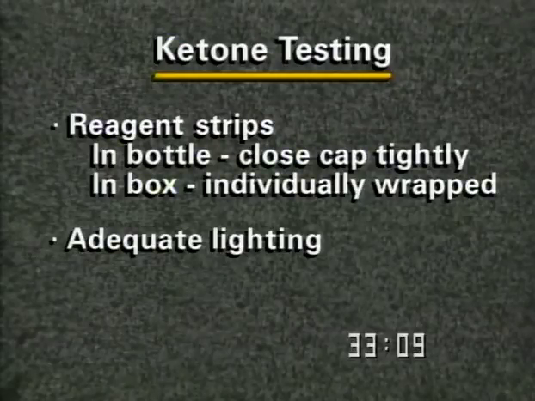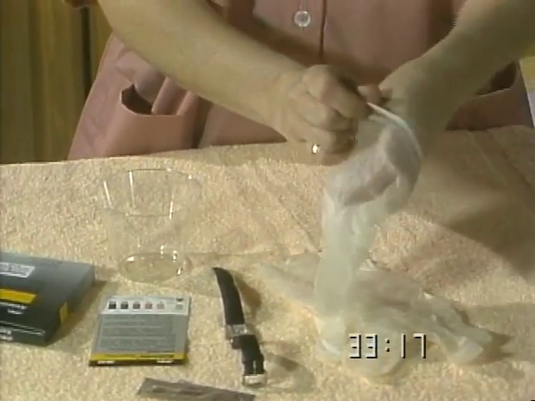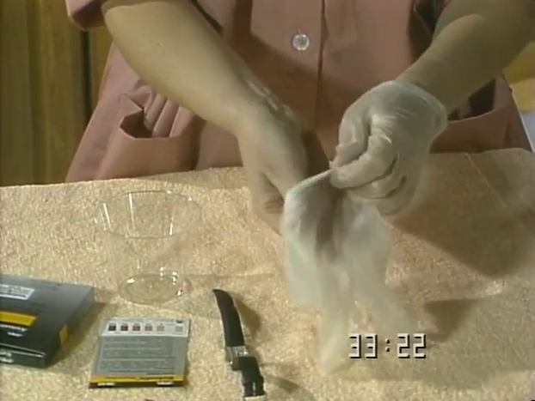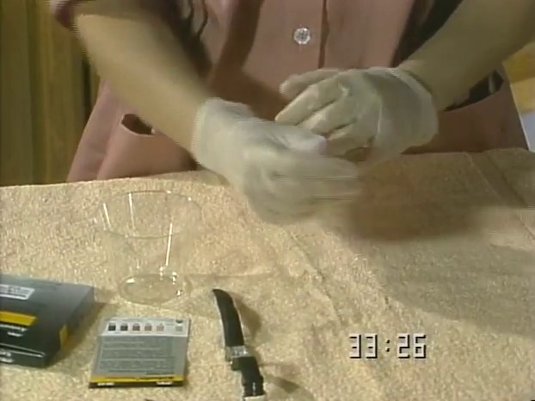It's important to have adequate lighting so you can accurately match the strip with the appropriate color on the color chart. Use gloves as dictated by your agency policy. Observe good hand washing practices. The diabetic patient does not need to wear gloves for self-testing.